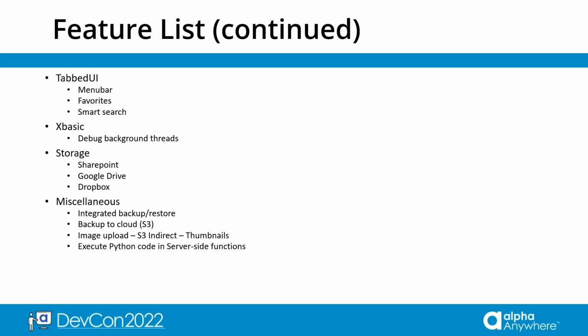And then finally, for people who are more comfortable with Python than XBasic, we've introduced the concept of calling Python code in your server-side scripting. So with that summary of what we're going to do, let's switch over to Alpha Anywhere and actually start demoing the features. So let's go over into Alpha Anywhere.